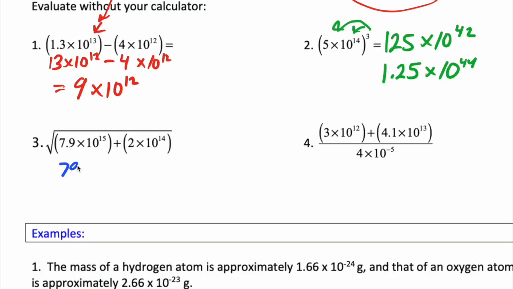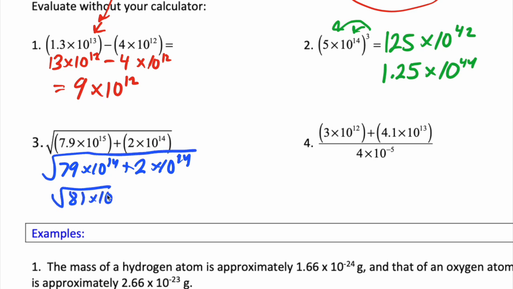Again, we want the same exponent. We can say 79 times 10 to the power of 14 plus 2 times 10 to the 14, all under a square root sign, and then we can add them together. 81 times 10 to the 14. We can square root 81, and we can square root 10 to the 14, and we get this.